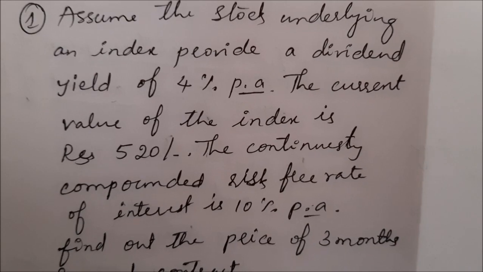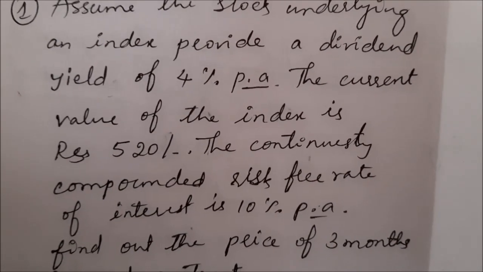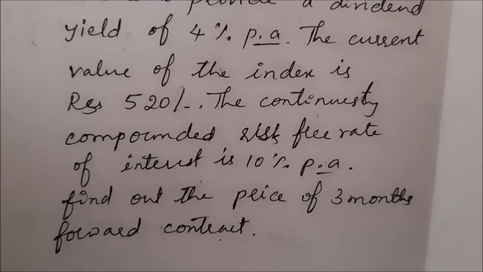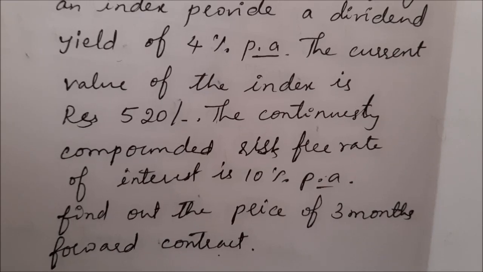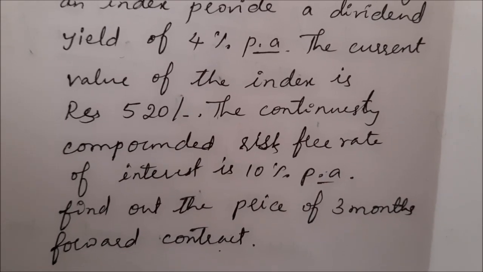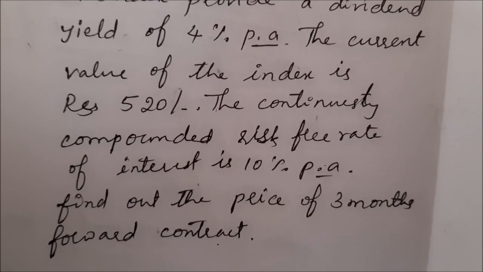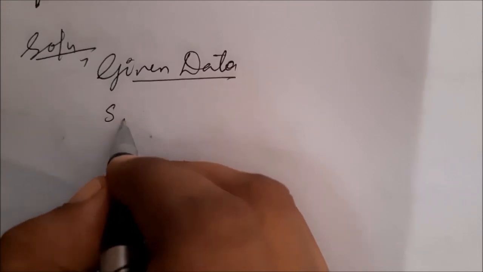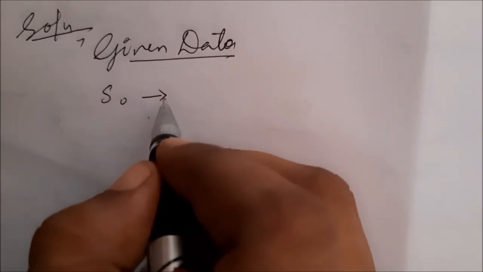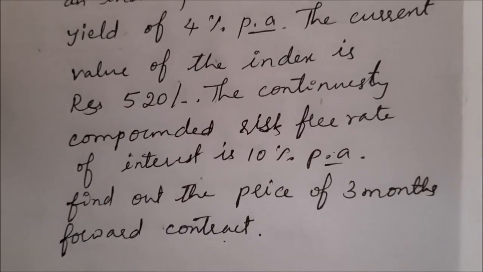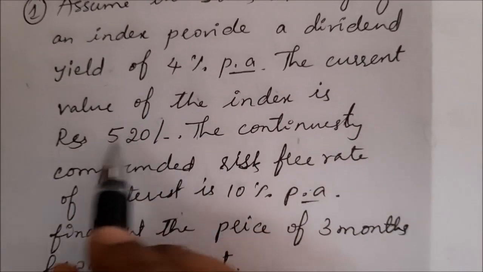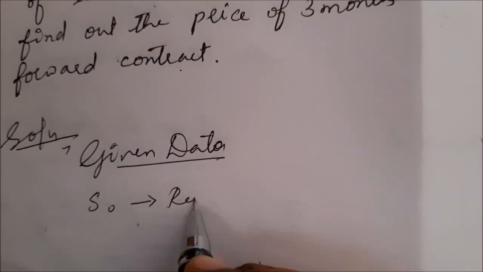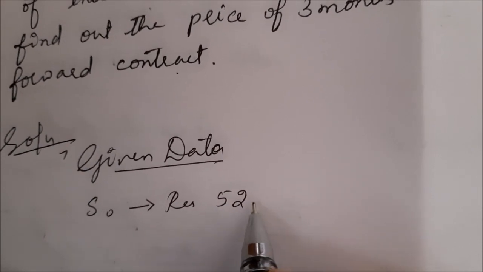Assume the stock underlying an index provides a dividend yield of 4% per annum. The current value of the index is rupees 520. The continuously compounded risk-free rate of interest is 10% per annum. Find out the price of a 3-month forward contract. See here, whatever the given data, write here first. Spot price is given in the problem, that is rupees 520. Index is rupees 520. Write down here the spot price rupees 520.